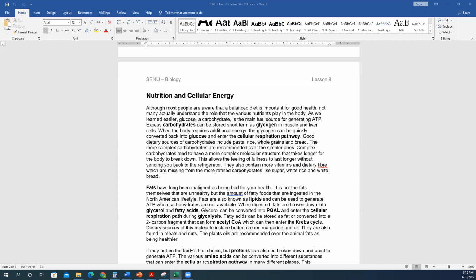So these fats, which are also known as lipids, can be used to generate ATP when our carbohydrates aren't immediately available. When fats are digested, they are broken down into their component molecules of glycerol and fatty acids. Glycerol gets converted into PGAL and enters the cellular respiration pathway in glycolysis. And fatty acids are stored as fat or converted into two carbon fragments that form acetyl-CoA, which can then enter the Krebs cycle.